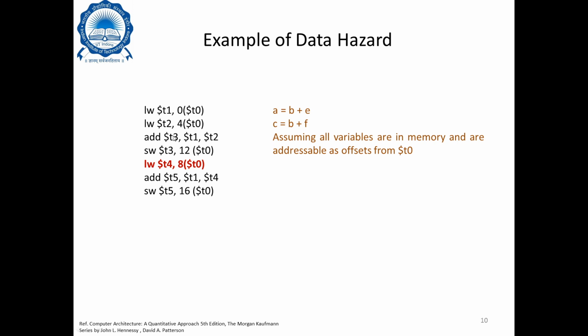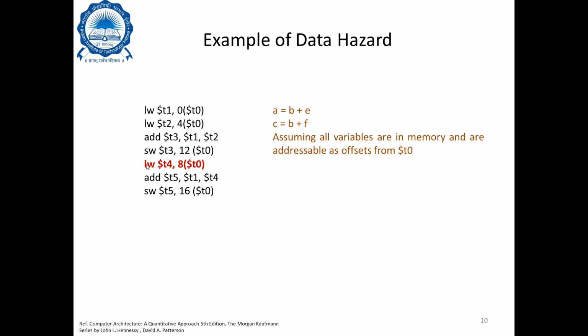Once it is stored into T3, we again need to put it back into memory. So we will apply SW, store word, and we will store the content of the register back into a memory location. Let's say this is 12($T0). Okay, we have stored the added value into this particular effective address of the data memory. So A gets stored into this content.